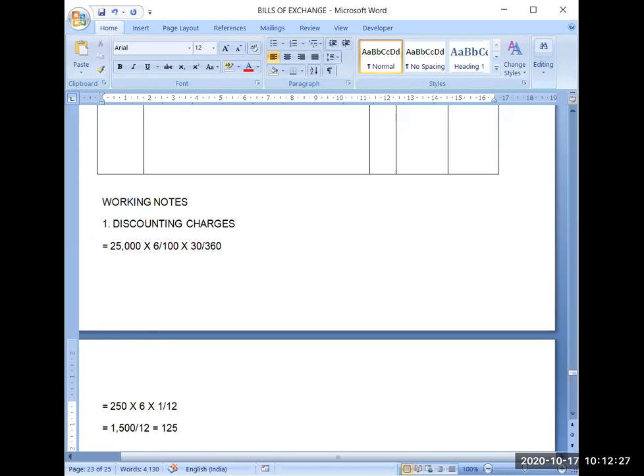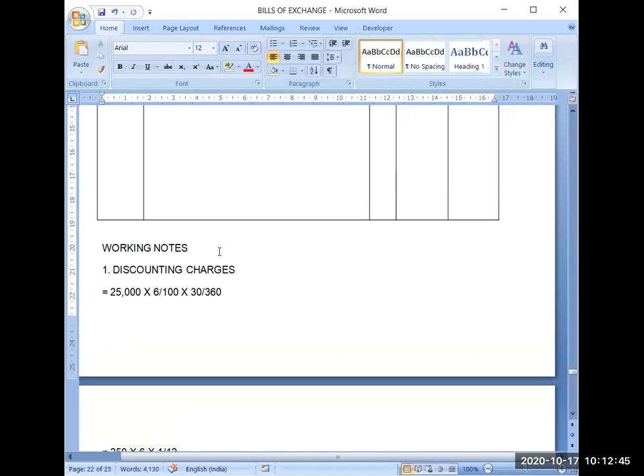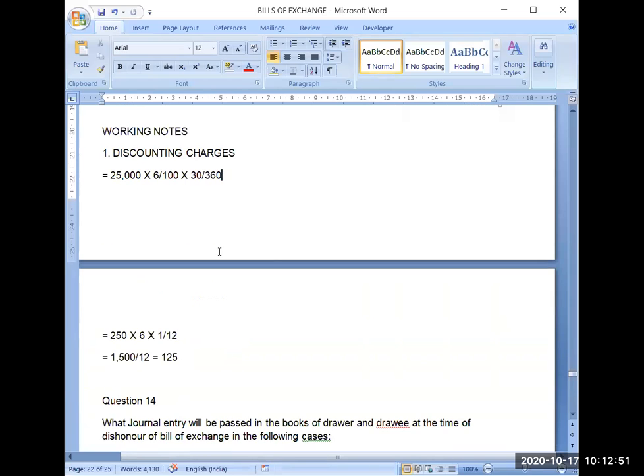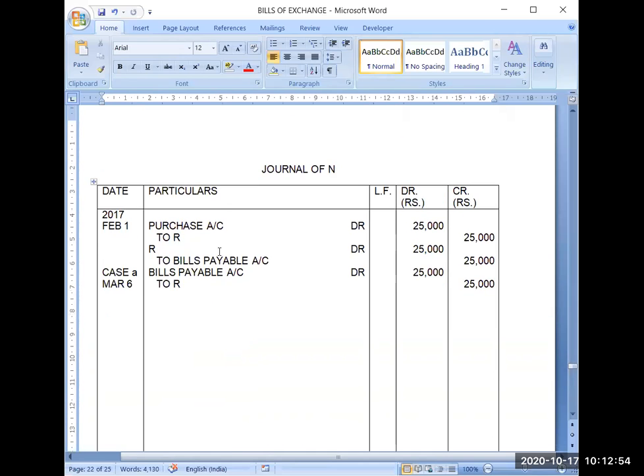For making calculation easy, instead of taking 365 days here, you can also assume 360 days, if you find that your calculation is becoming a little bit simpler with the help of this number. If you find that 365 will be comfortable, you can take 365. If you feel that 360 is comfortable, then you can take 360, but nothing else, either 360 or 365. So now my discounting charges are 125.